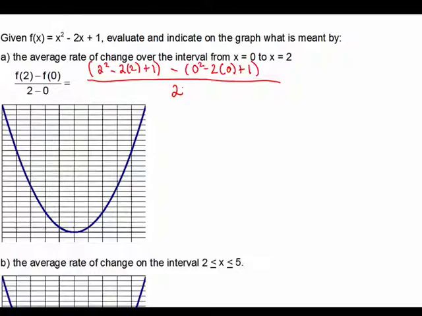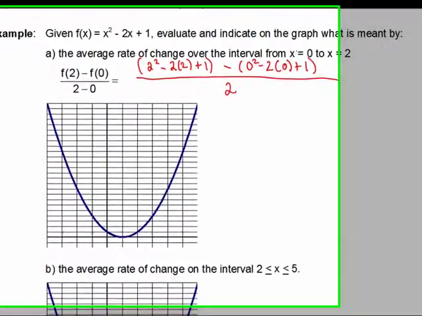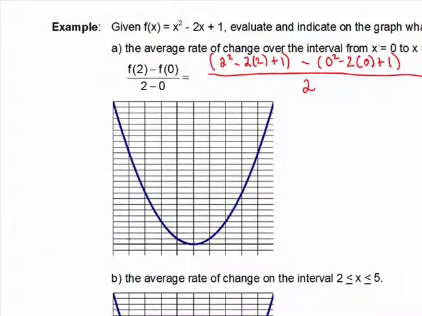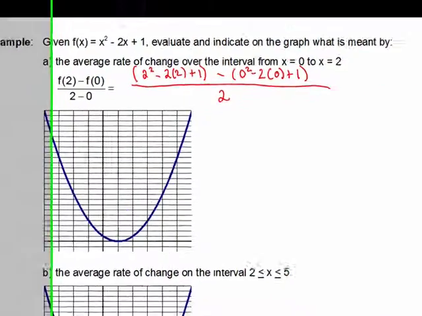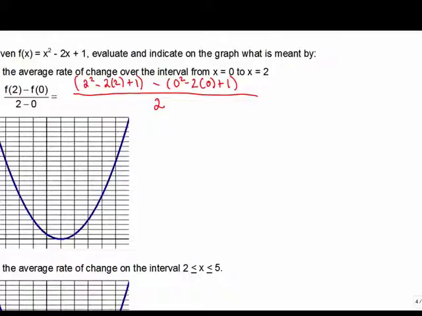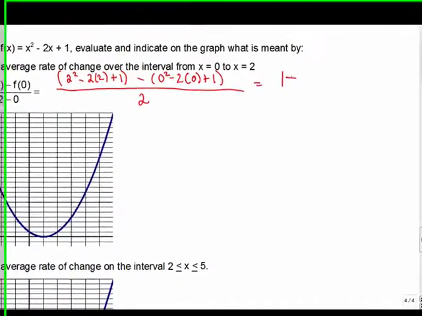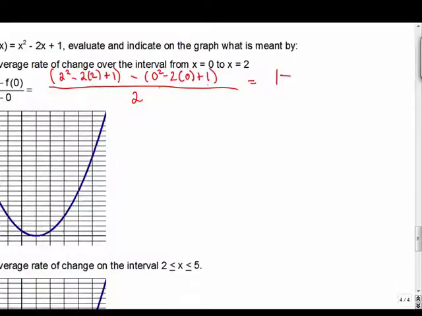Now the reason I put those both in parentheses is I want to do this second computation completely out and then subtract the result. Parentheses, remember, are quite important to what we do. So if I do the math out here, I'm going to get 4 minus 4 plus 1, so that's going to give me 1. Subtract 0 minus 0 plus 1, that's going to give me 1, all over 2. I'm going to get 0 over 2, or 0.